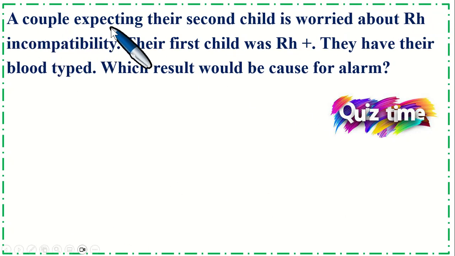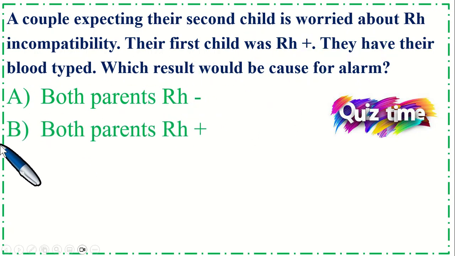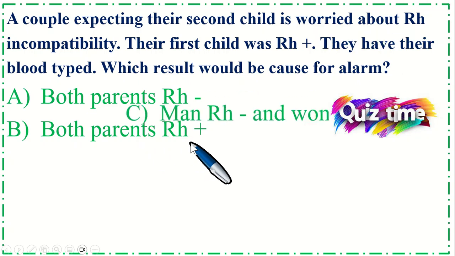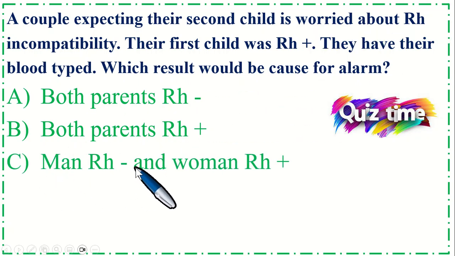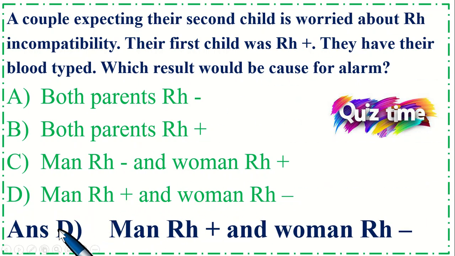A couple expecting their second child is worried about Rh incompatibility. Their first child was Rh positive. They have their blood typed. Which result would be cause for alarm? Option A, both parents Rh negative. B, both parents Rh positive. Option C, man Rh negative and woman Rh positive. And option D, man Rh positive and woman Rh negative. So the correct option is D, man Rh positive and woman Rh negative.